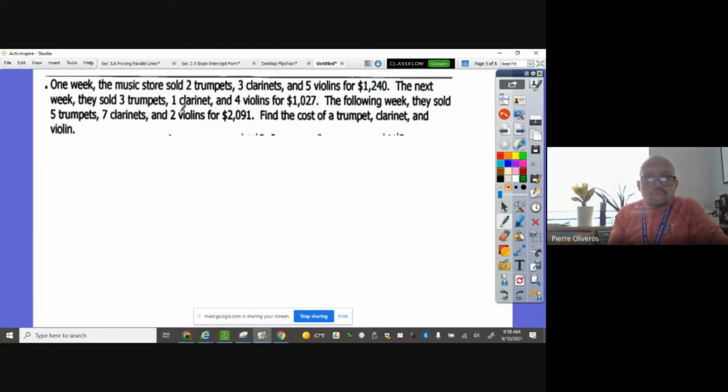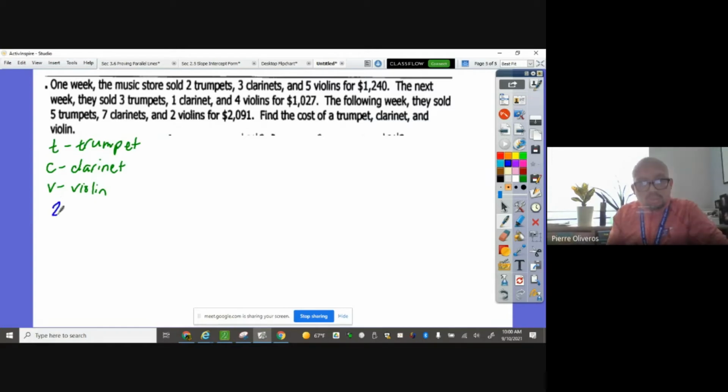Okay, so let's define our variables first here. So we know that T will be the trumpet, C will be the clarinet, and V for the violin. We can use X, Y, Z there or A, B, C. Doesn't matter, as long as you define the variable.